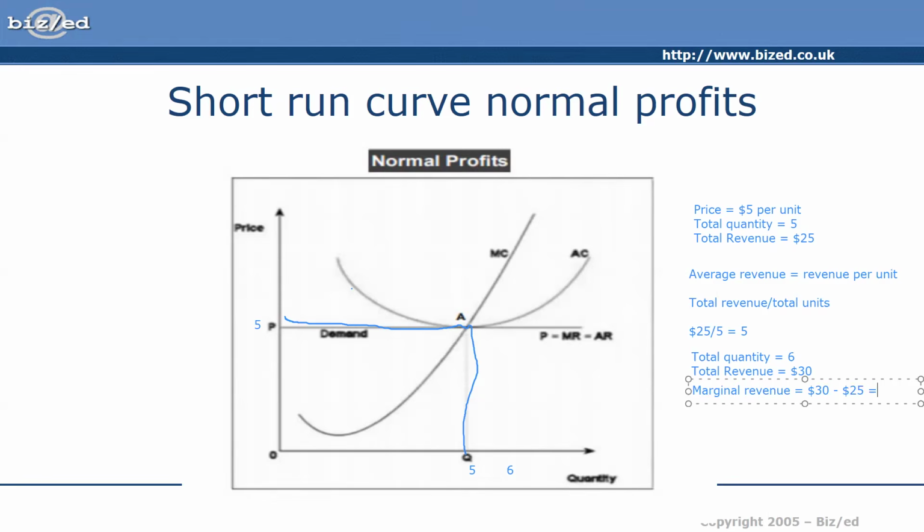So in perfect competition, your marginal revenue is always equal to your average revenue. Everybody with me so far, right? Yes, sir.